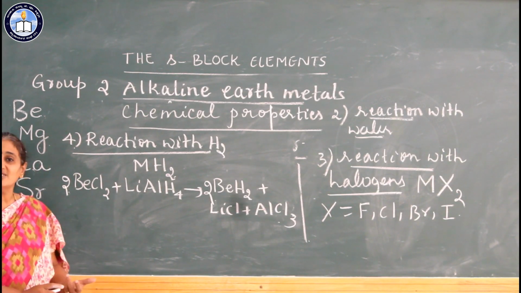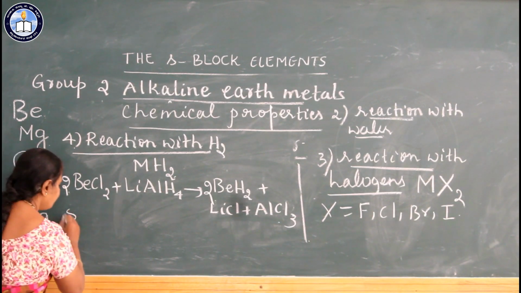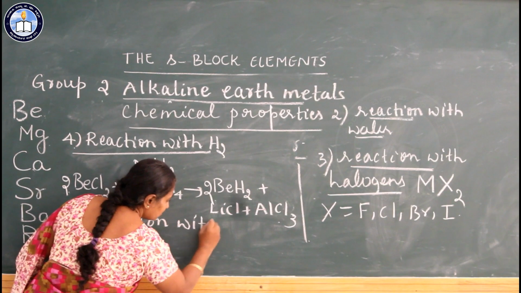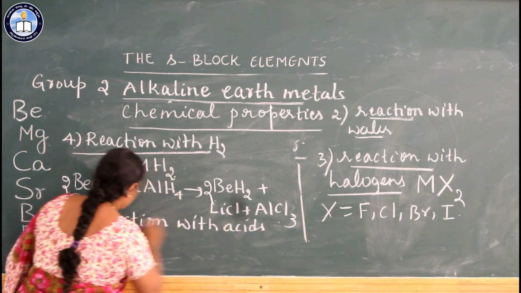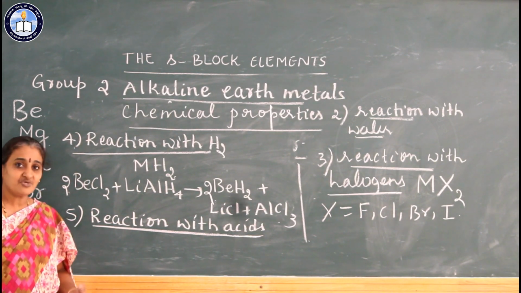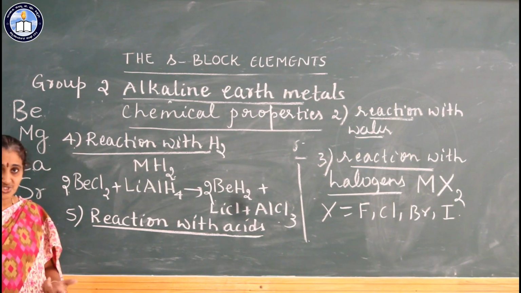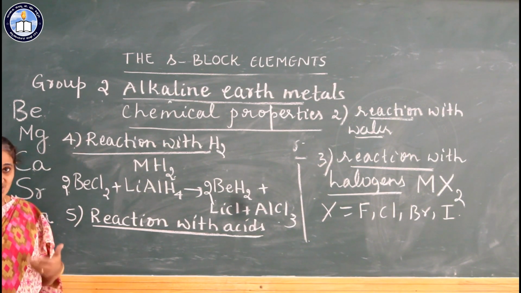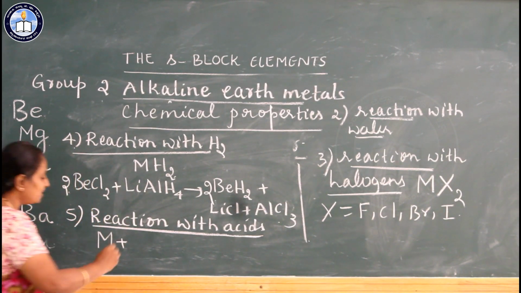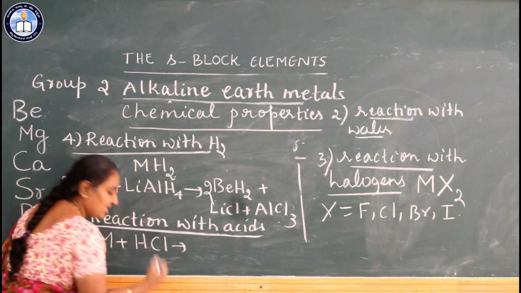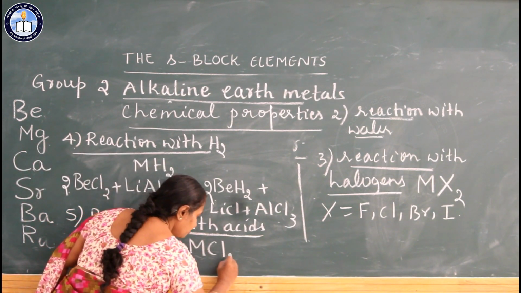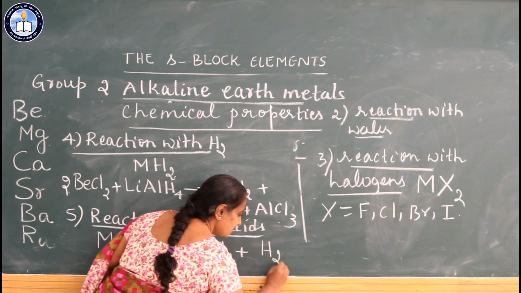The next property is reaction with acids. All the alkaline earth metals, when they react with acids, produce hydrogen. So let us write the general equation for that. M stands for alkaline earth metals. When it reacts with HCl, it forms the respective metal chloride, MCl2, and hydrogen is liberated.